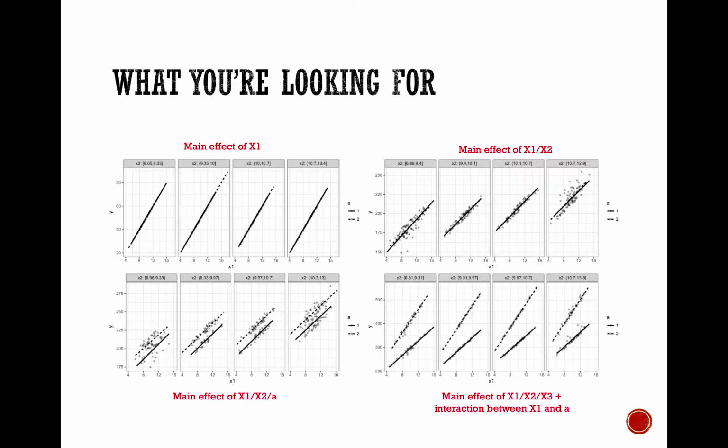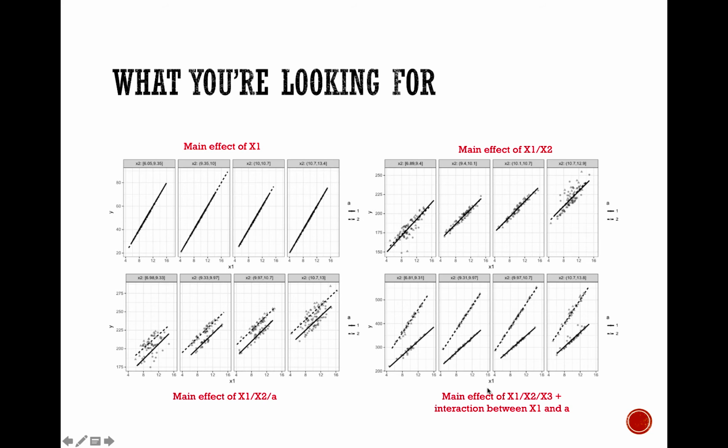All right, so what are we looking for? So top left, here's an example of a very, very, very strong main effect of x1, no interaction, and no main effect of x2. Here is an example of x2 and x1 having strong main effects. Again, the dots are going up as you go from left to right. Here is a main effect of x1, x2, and a, which is your categorical variable. Again, that's indicated by the difference in intercepts, basically, between the 2 lines.